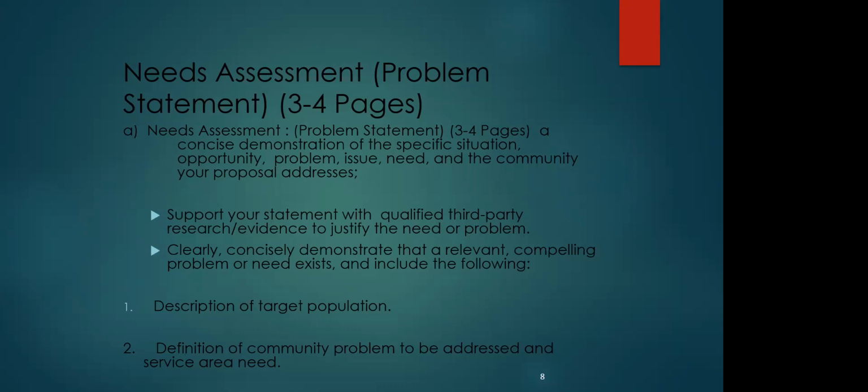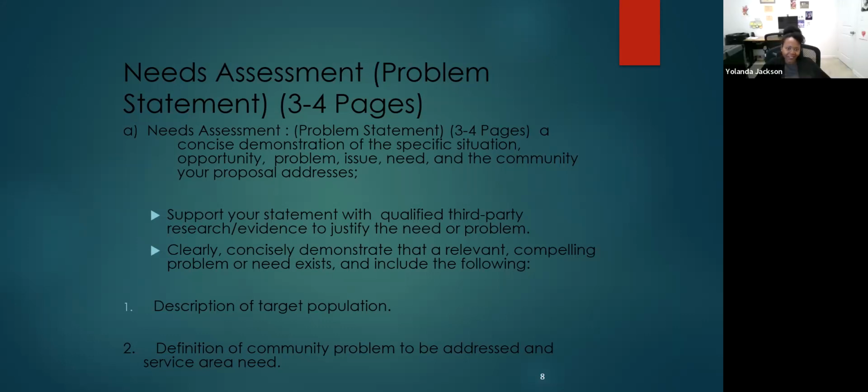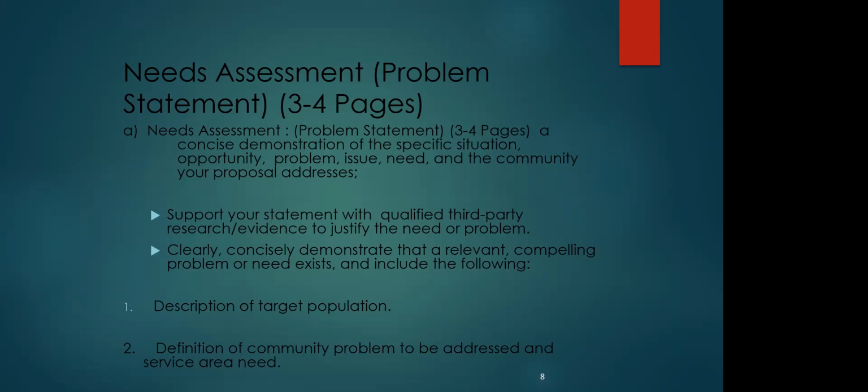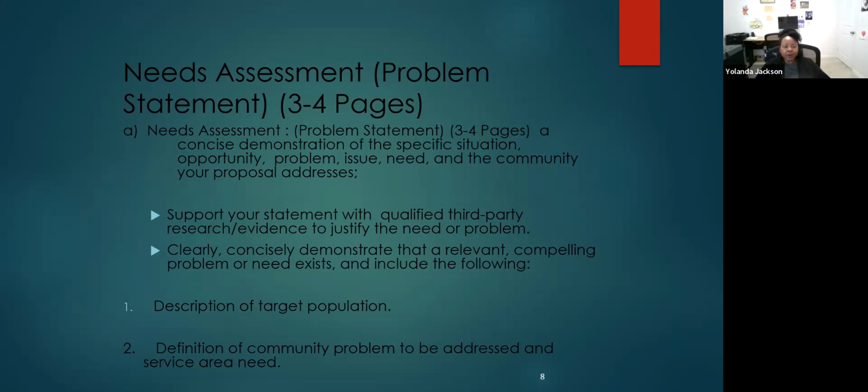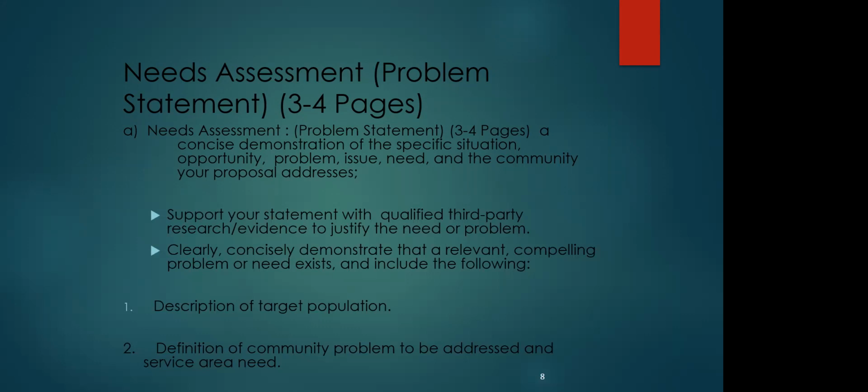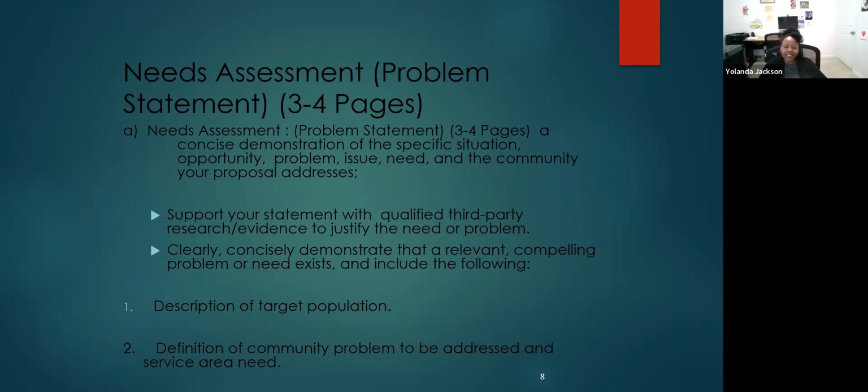And what are two types of research that you're going to use to do your needs statement? Quantitative and qualitative. Okay, let's continue. Support your statement with qualified third-party research or evidence to justify the need or problem. In other words, not that guy who's on the corner doing crack. You need a better source of information. Next. Clearly and concisely demonstrate that a relevant, compelling problem or need exists and include the following: a description of your target population and a definition of community problem to be addressed and service area need.